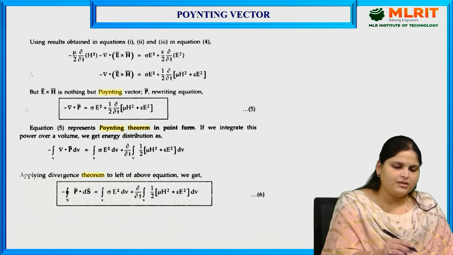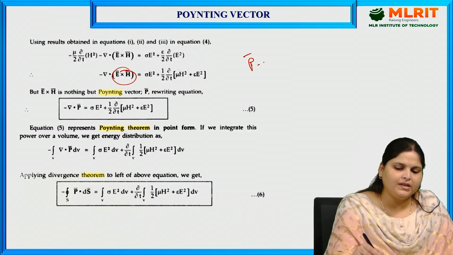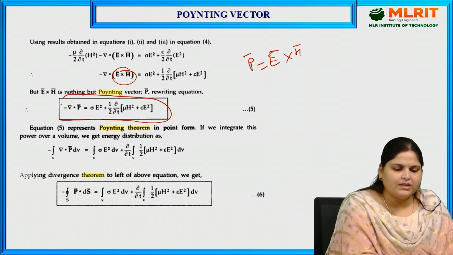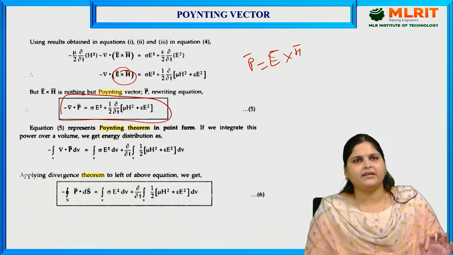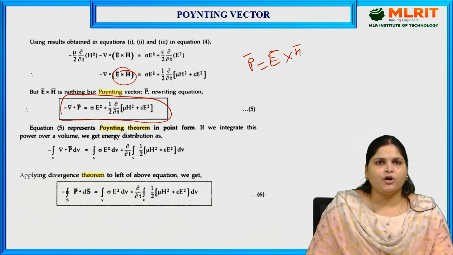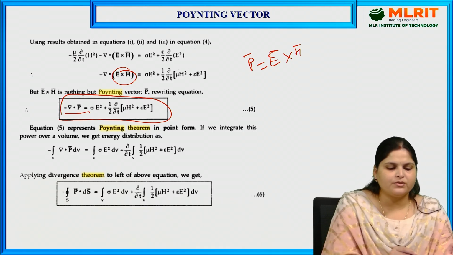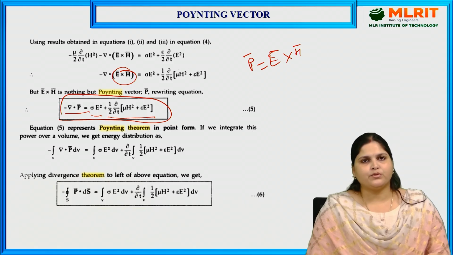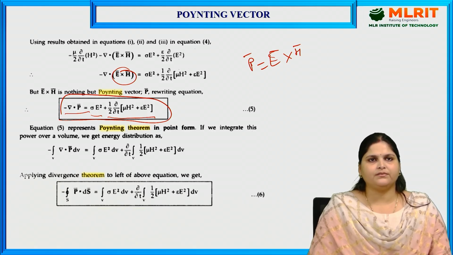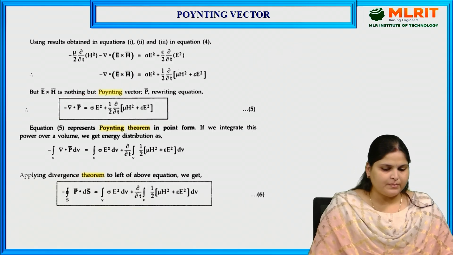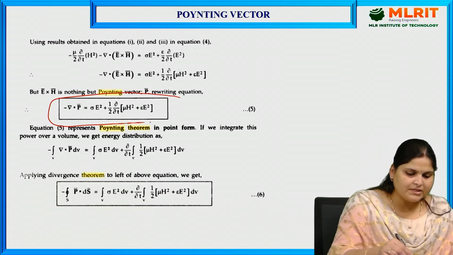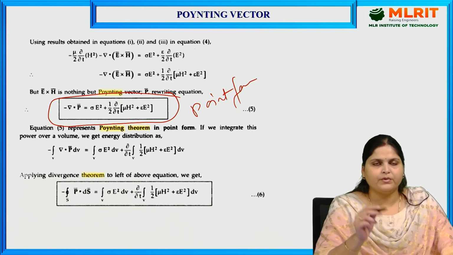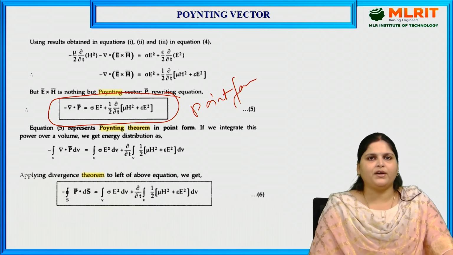Now if you notice, what is this? This is basically P. So we put it here in this equation, and it can be rewritten as minus ∇·P equals σE² plus 1/2 ∂/∂t of (μH² plus εE²), right? So this equation represents the Poynting theorem in point form, because it is in differential form, so we can call it point form.